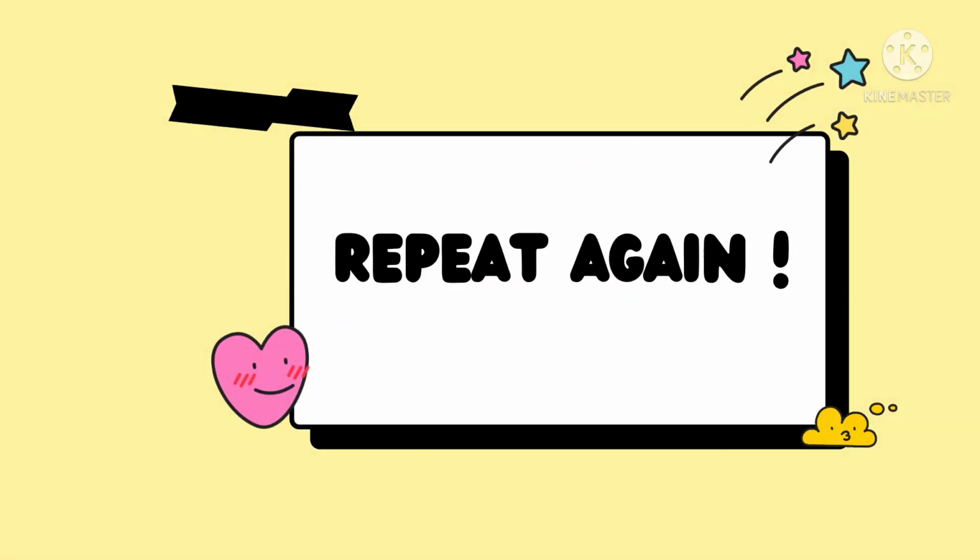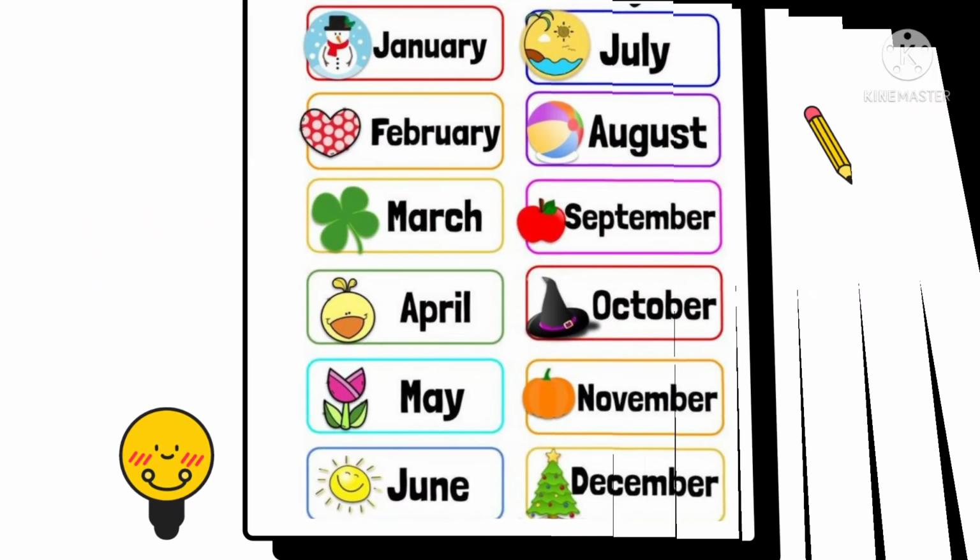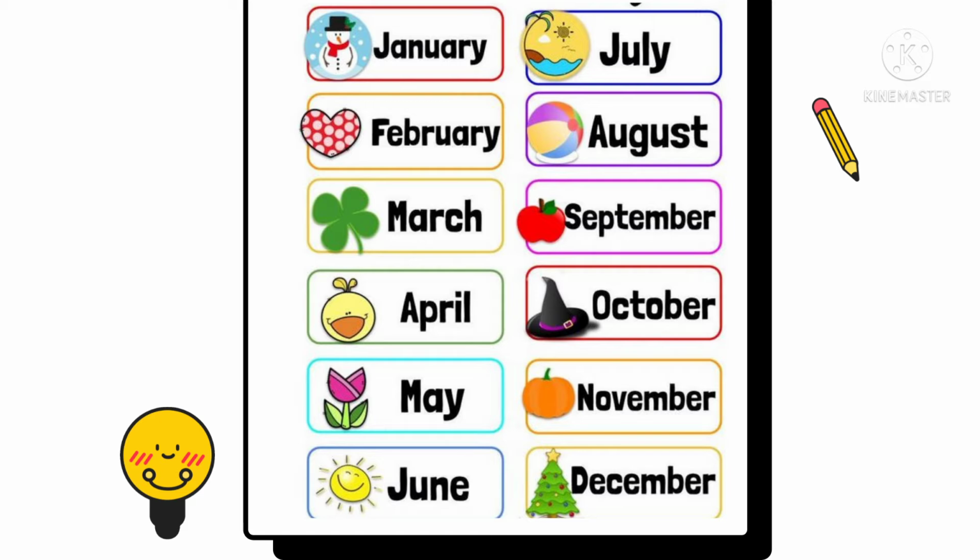Repeat again. January. February. March. April. May. June. July. August. September. October. November. December.